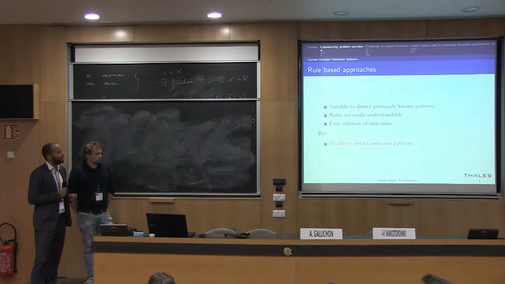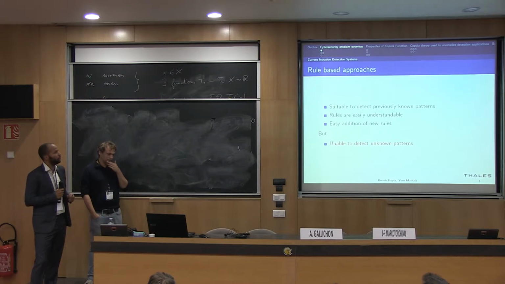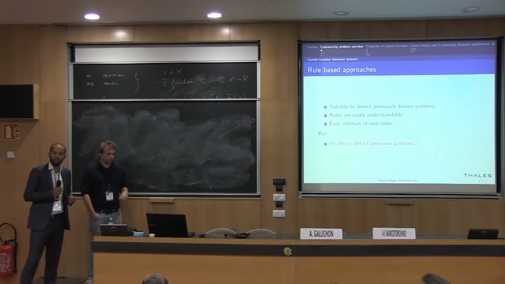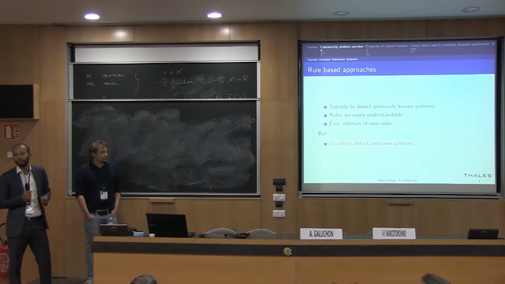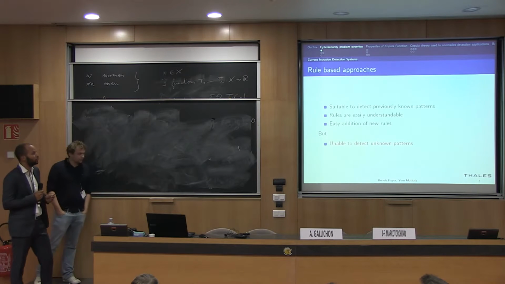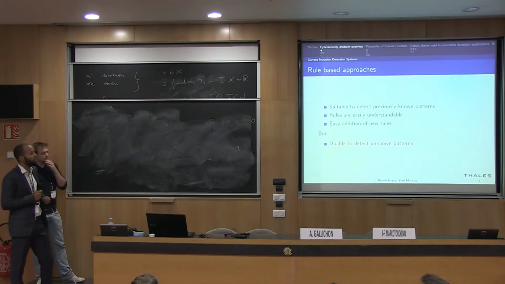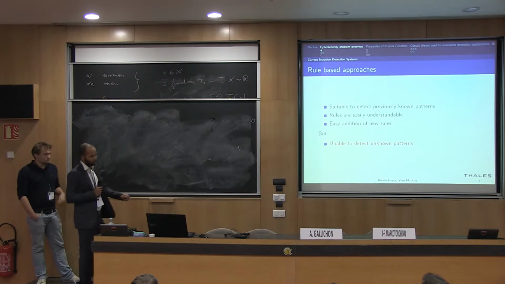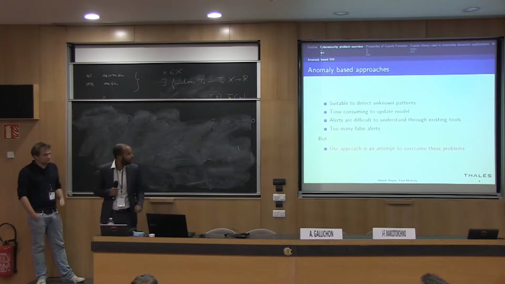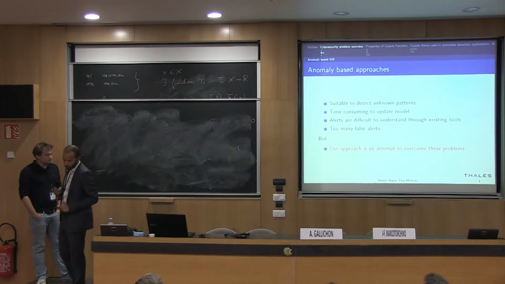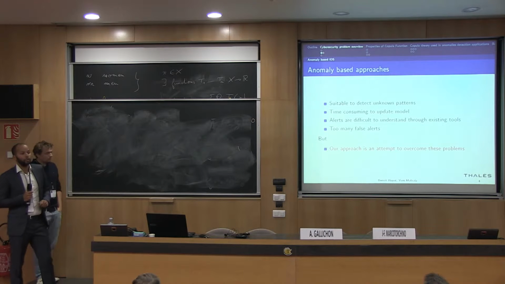And it is very easy to add new rules. Basically, you just have to write a new rule corresponding to a new pattern of attacks. So this is good, but this is absolutely not sufficient. Essentially because attackers are using very customized and very new attack patterns. So you won't be able to detect those patterns with expert rules. That's why a lot of people have been working in the recent years on anomaly-based approaches.